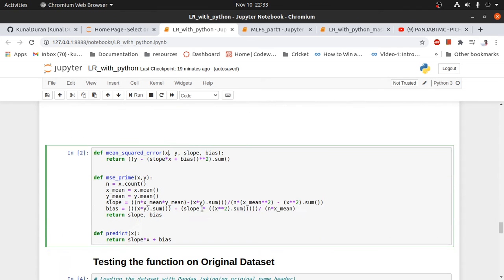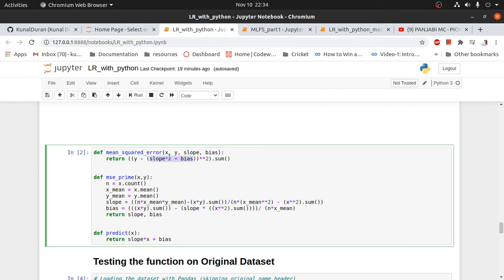So what we are doing here is, from y we are subtracting slope into x plus bias. This is the prediction part. So here also we can see there is a function predict. We are simply multiplying the value of x with slope plus bias.